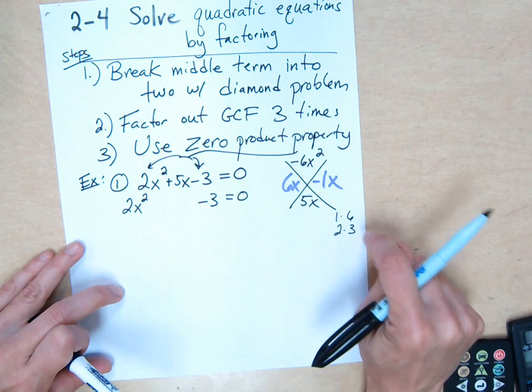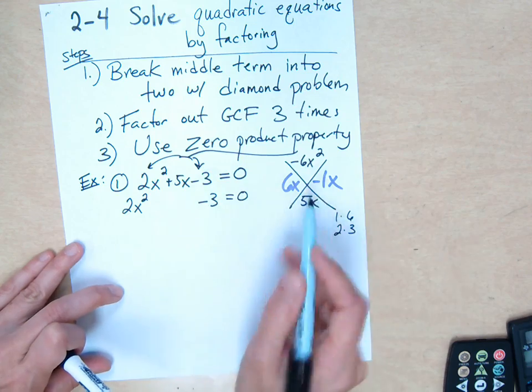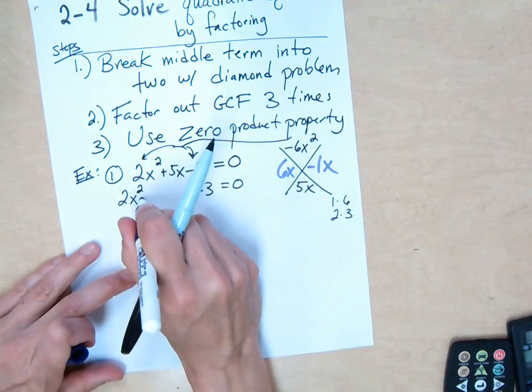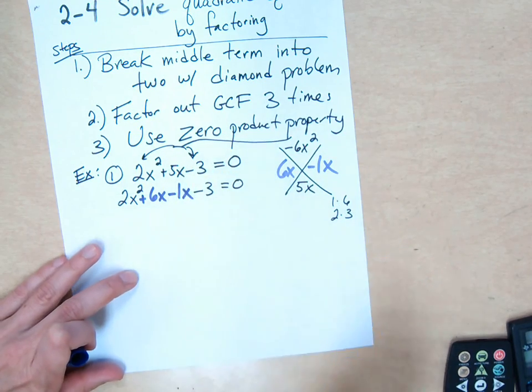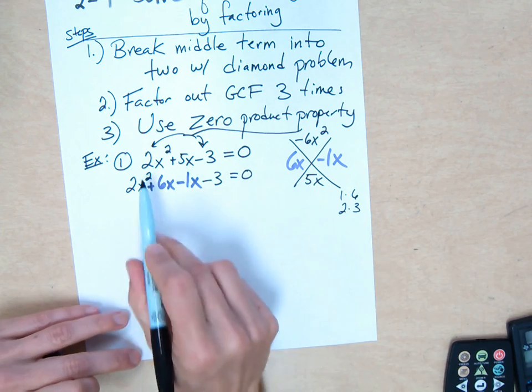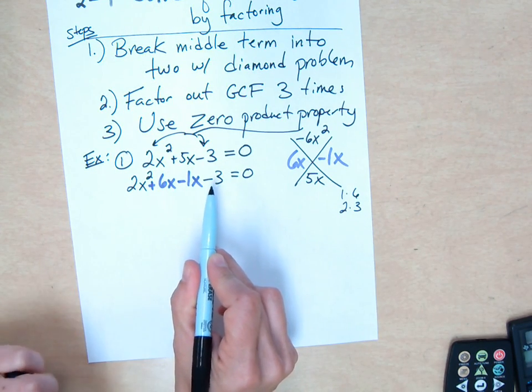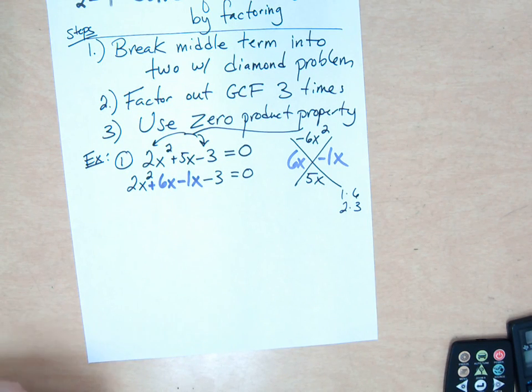So just list everything. Alright, so breaking it into 2, this becomes plus 6x minus 1x. So how many terms do we have now? Instead of 3, we have 4. And now if you just factor out the GCF 3 times, you'll have the answer. There's no more guessing. It's all pretty much done.